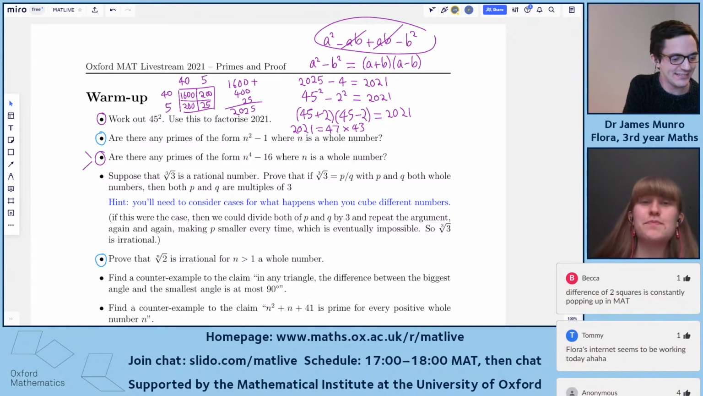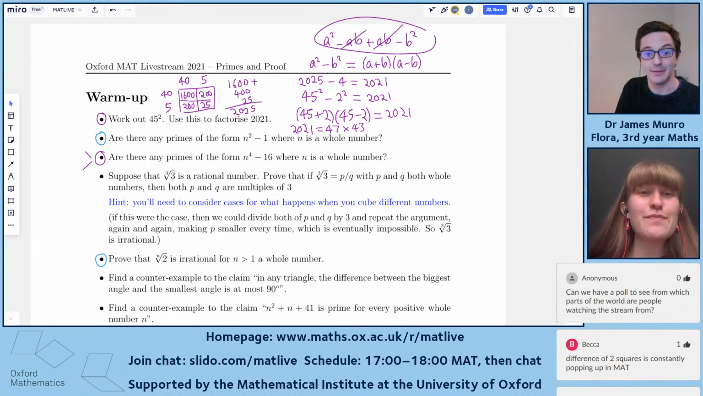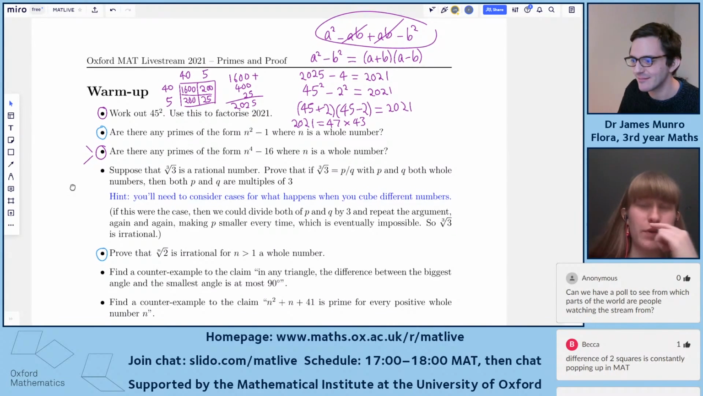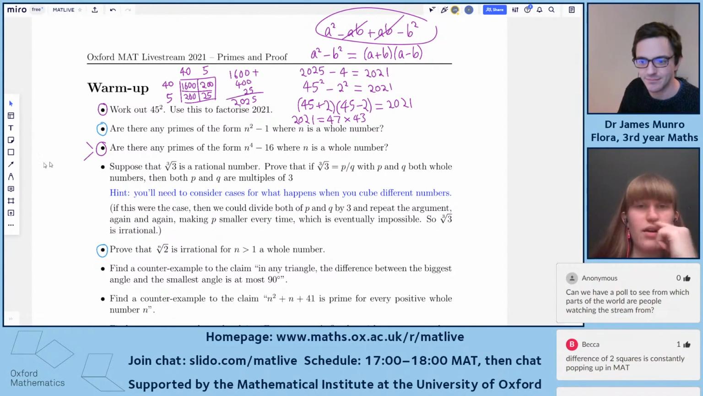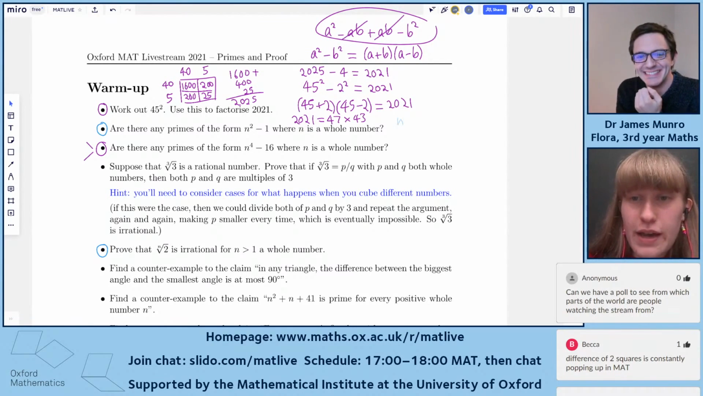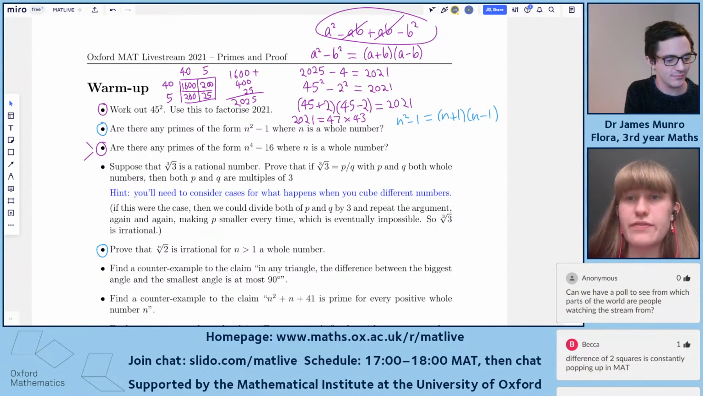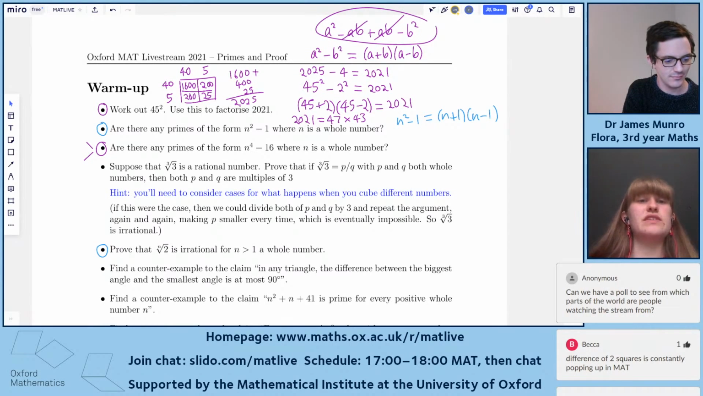It pops up when you least expect it, and I don't know whether you're expecting it in the next question, but here we go. Are there any primes of the form n squared minus 1 where n is a whole number? I mean, spoiler alert, difference of 2 squares. n squared minus 1 can be rewritten as n plus 1 times n minus 1. Here n is functioning as a from above, 1 is functioning as b. So you have n plus 1, n minus 1, and that's n squared minus 1. So are there any primes of this form?